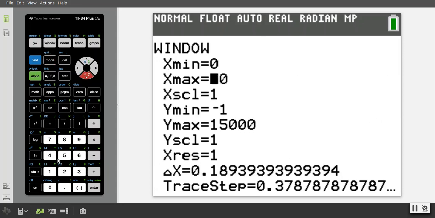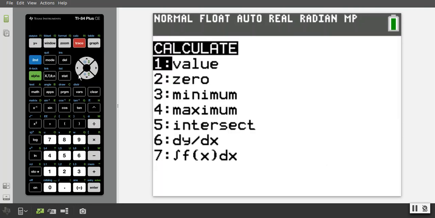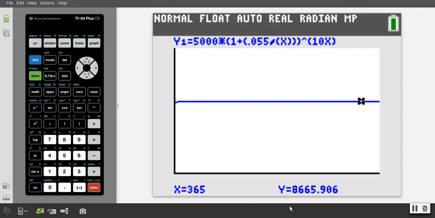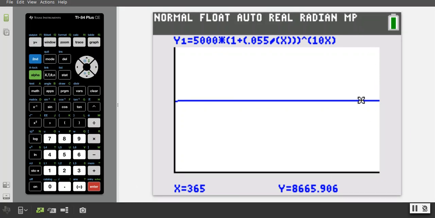So let's do 400 just to do that. Now we just need to tell it to do 365, 365. And we have that it's 8,665.91.